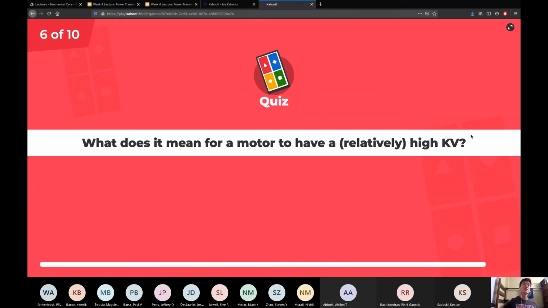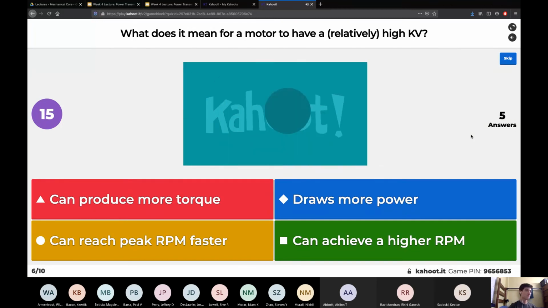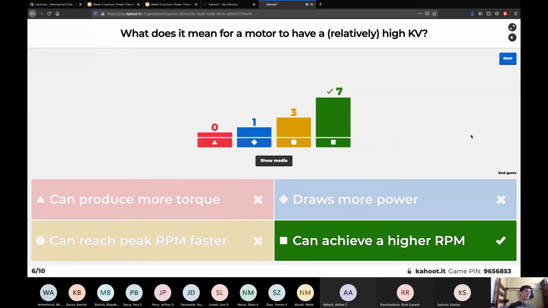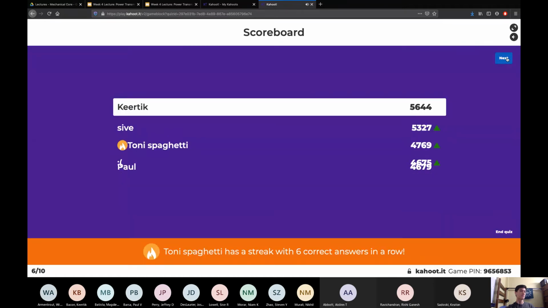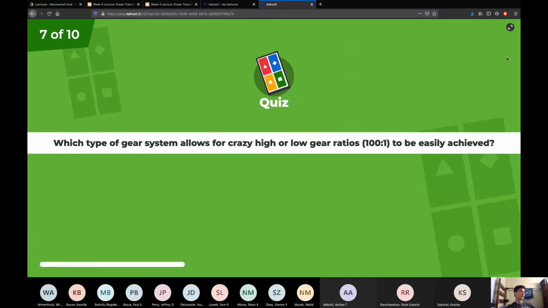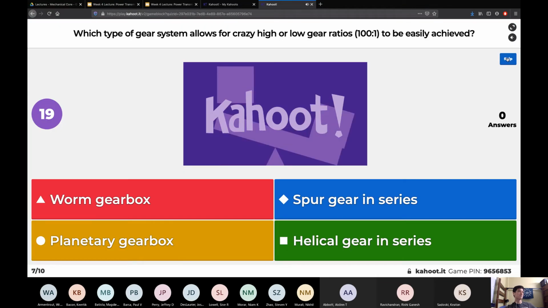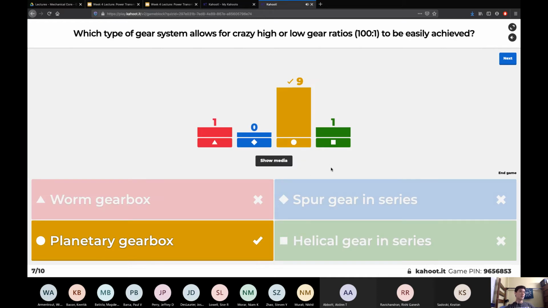All right, what does it mean if you have a high KV? All right, this is tough. Peak RPM, or getting to peak RPM faster, would be a function of power. So more power would get to peak RPM faster. What actually changes the RPM would be the kV. Gear system allows for crazy high or low gear ratios. And we're talking like crazy high. All right. Yeah, worm gearboxes, they can go pretty high, but planetary has a beat.